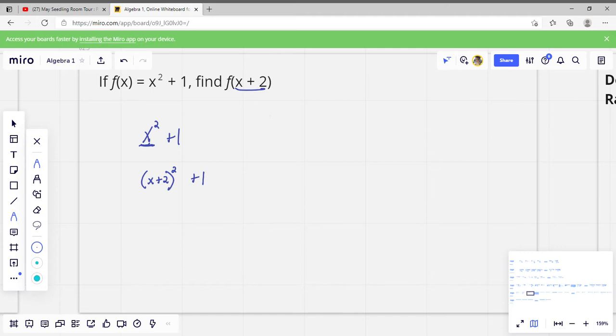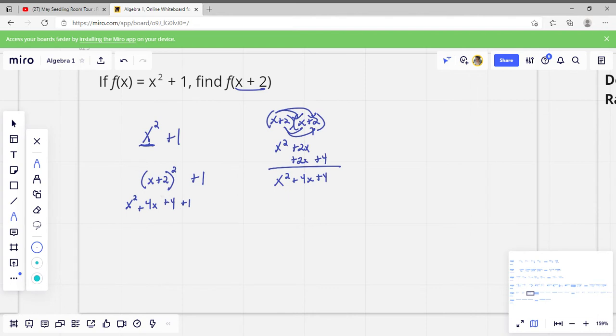Well, x plus 2 squared means x plus 2 times x plus 2. And we're going to rainbow that and get x squared. And then we would add those, so we would get plus 2x, and then another plus 2x right here. And then 2 times 2 would be 4. So we would get x squared plus 4x plus 4, plus 1.